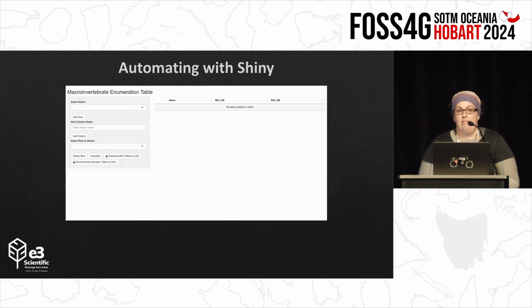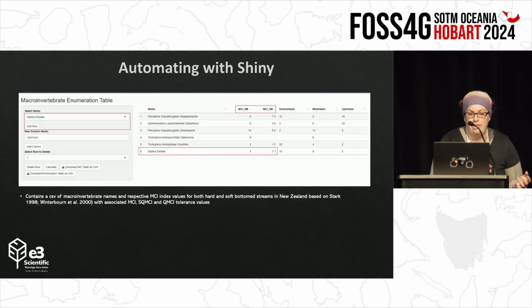So basically this involved a drop-down tab linked to a CSV. It sits on GitHub. This is based on Stark 98 and Winterbourne 2000, the values associated with the freshwater inverts. And so with that drop-down tab, you can choose the inverts that you have in your sample, and it populates into the table, and it automatically populates the MCI value for the hard bottom and the soft bottom streams.